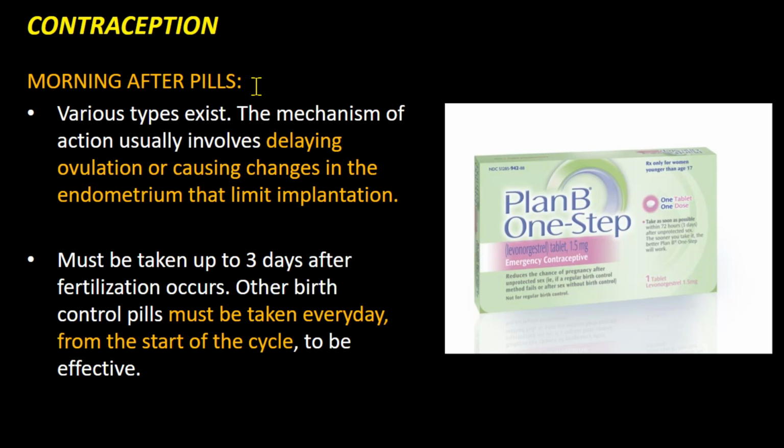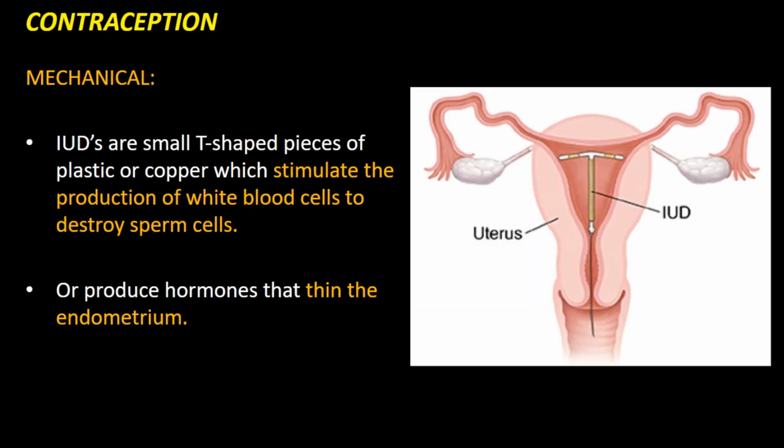Morning after pills or emergency contraception, such as Plan B here, there are various types of them, but the mechanism of action usually involves delaying ovulation or causing changes in the endometrium that limit implantation. So this must be taken up to 3 days after fertilization occurs, despite the name morning after. So other birth control pills must be taken every day, as I just said, from the start of the cycle to be effective.